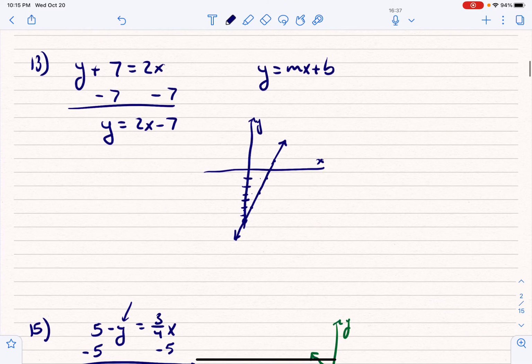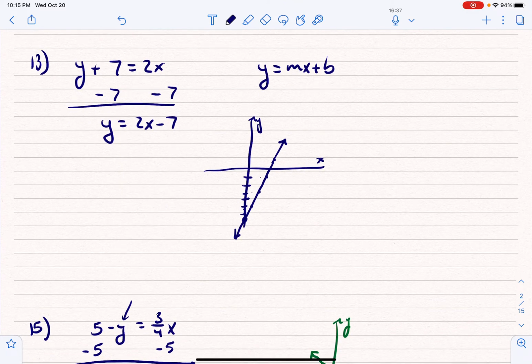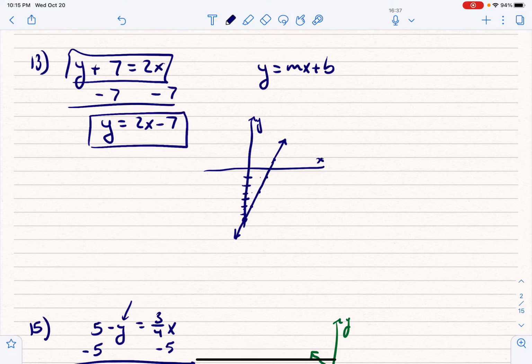Moving on, number 13. Number 13 says y plus 7 equals 2x. This was probably the easiest one. All we had to do was subtract 7 from both sides, and it goes from being this equation right here to slope-intercept form right here, where this would be the slope and this would be the y-intercept. So if we have a slope of 2 and a y-intercept of negative 7, we go down to negative 7, and we just simply go up 2 over 1, up 2 over 1, up 2 over 1, and we can draw the line through there, okay? And that's what the graph of the line would be.